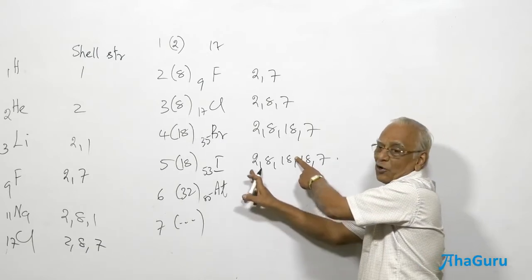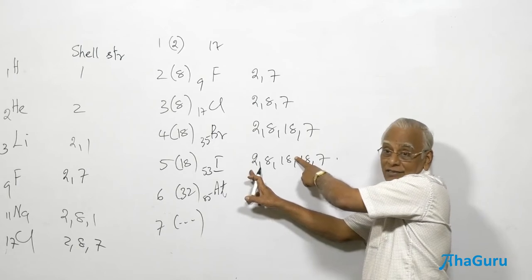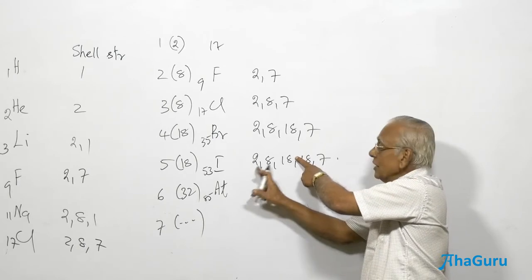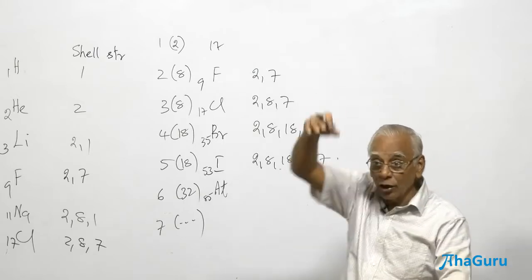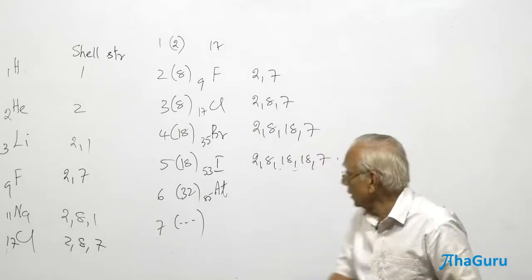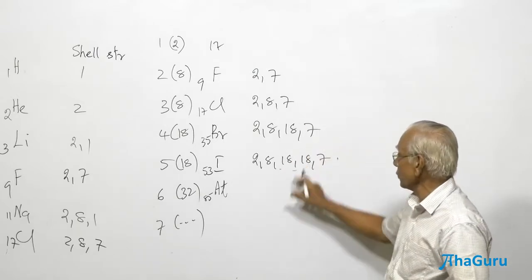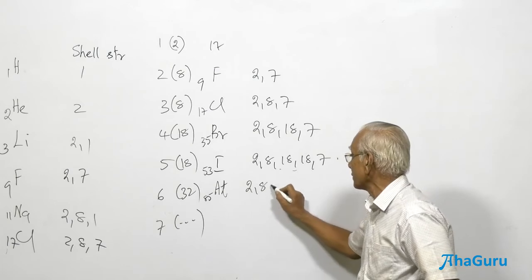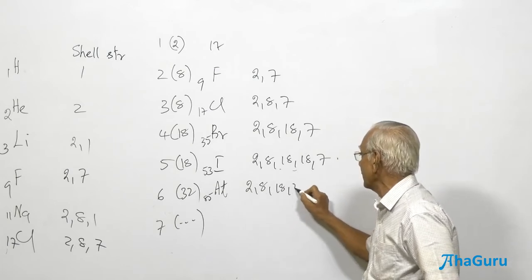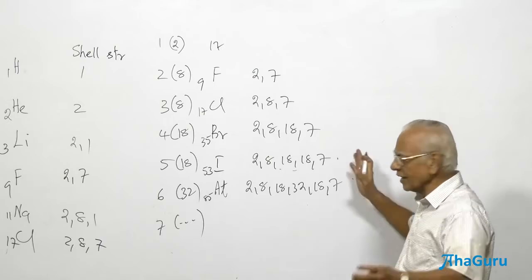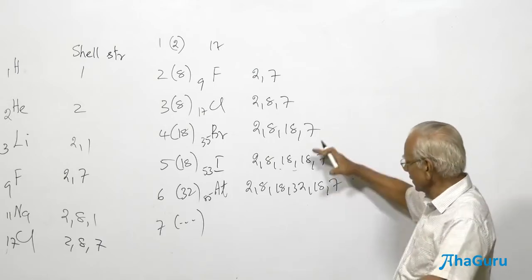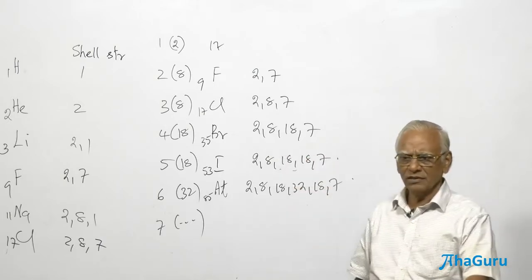The first shell can accommodate 2n square. The first shell can accommodate 2 electrons, second shell 8 electrons, third shell maximum is 18 electrons, the fourth shell can accommodate 32 electrons. Therefore, I can put the 32 here. Therefore, the electronic configuration is 2, 8, 18, 32, 18, 7.